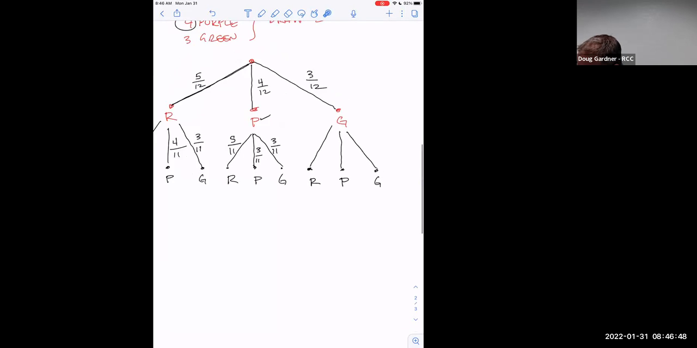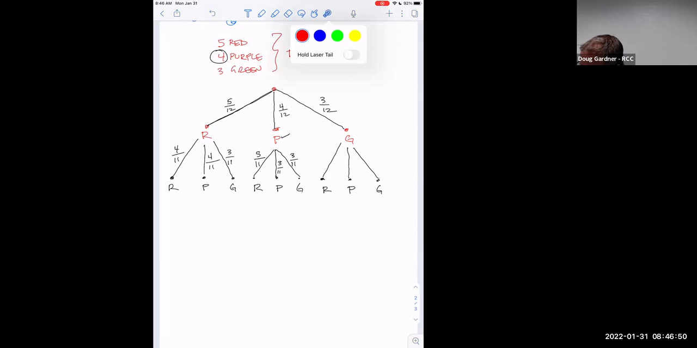Lastly, what if your first choice over here was a green? So I went down this branch. So my first pick was a green. Just like before, I still have 11 marbles to choose from because I already chose one of them. But again, how many choices are red?